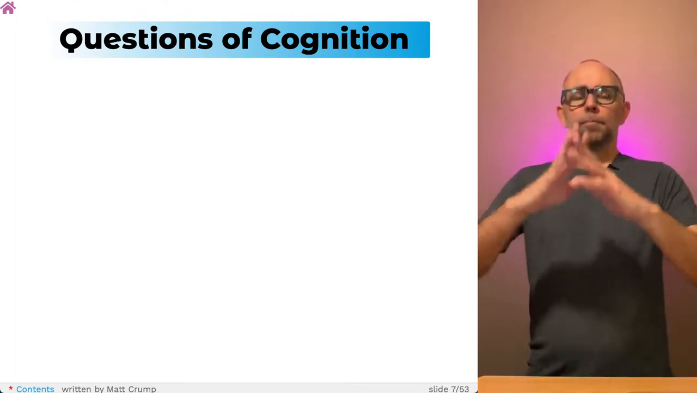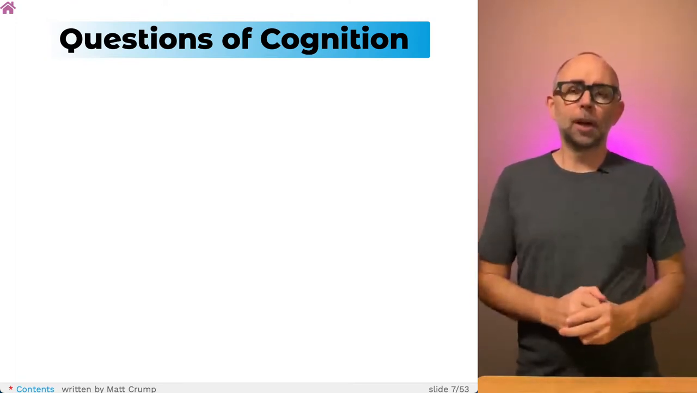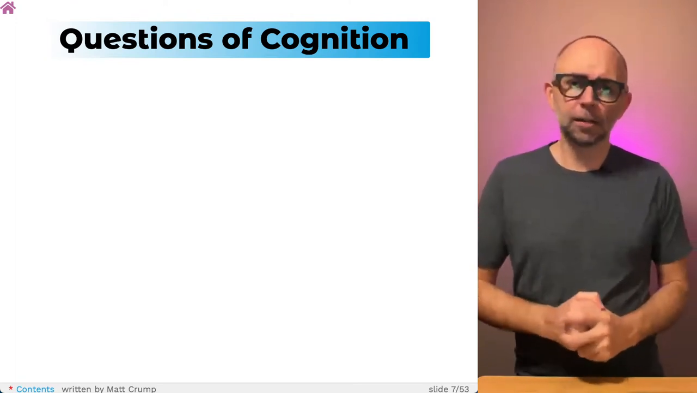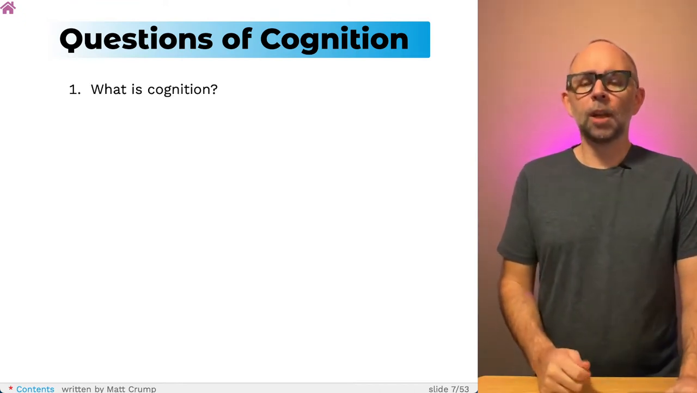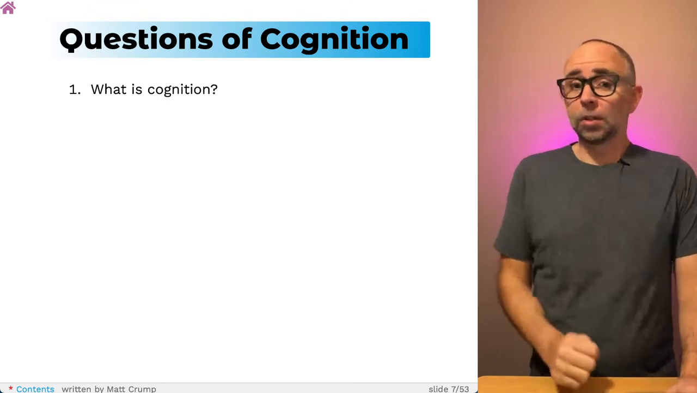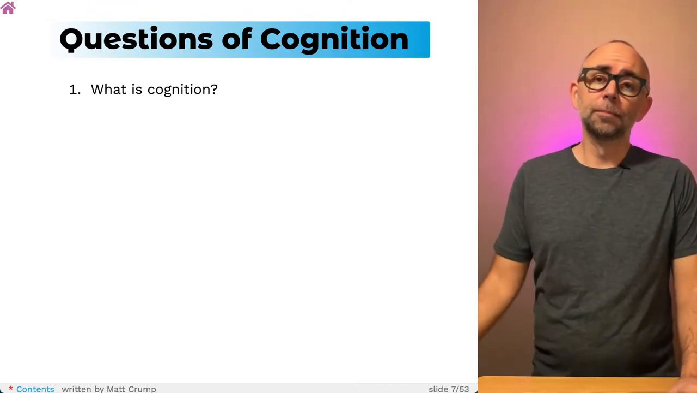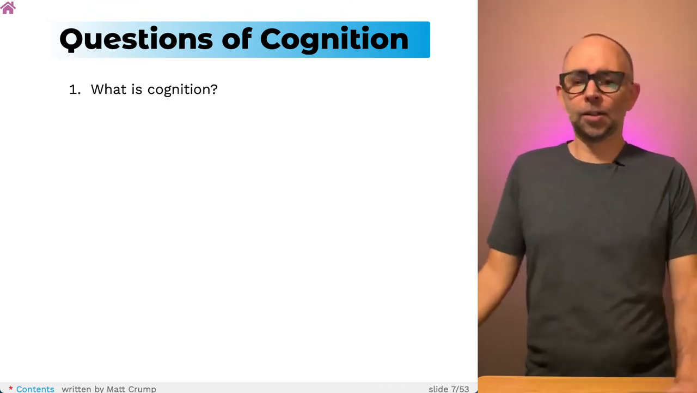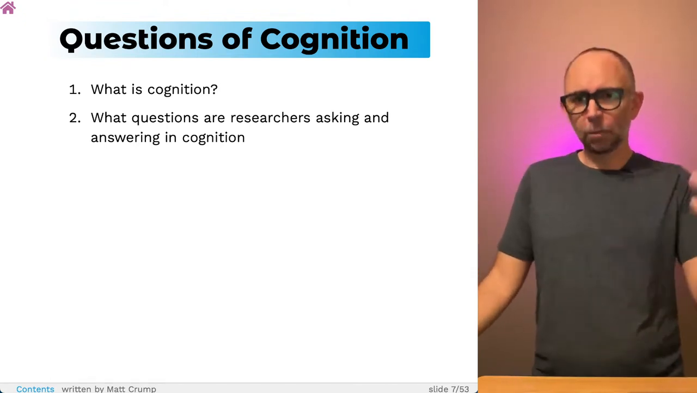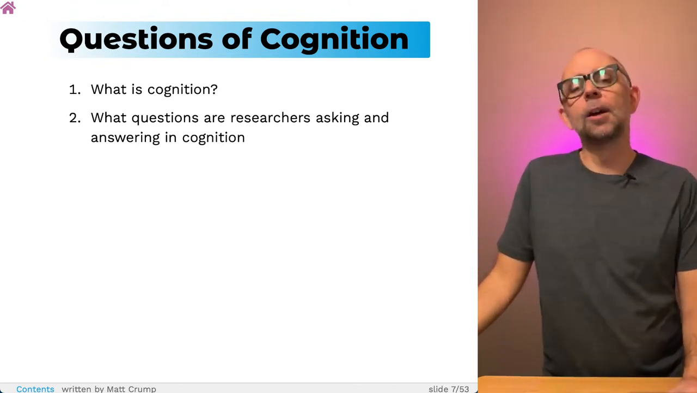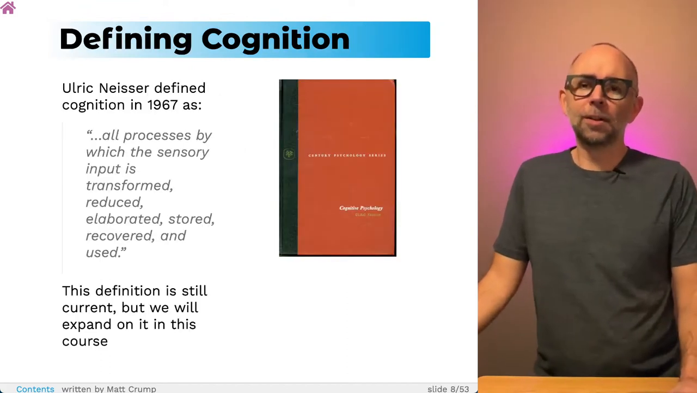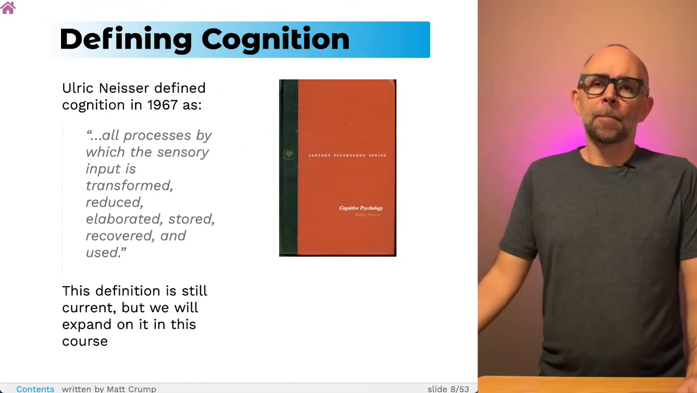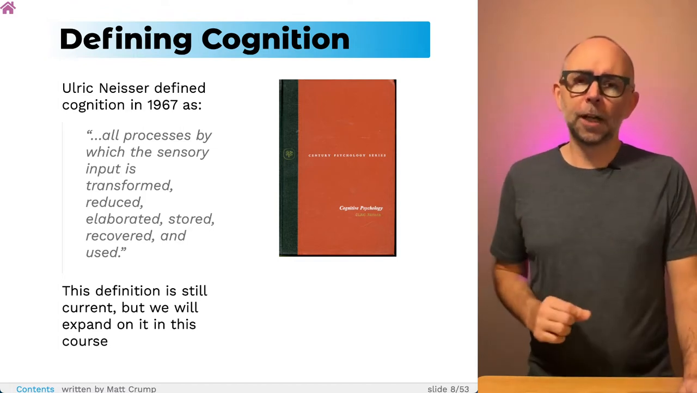So one of the broad umbrellas that we'll be talking about throughout the course are the different kinds of questions that researchers ask about cognition. We should also try to start off with a definition. What is cognition? Then we can get into the kinds of questions that researchers are asking and answering about cognition. We'll use the entire course to try to define cognition.